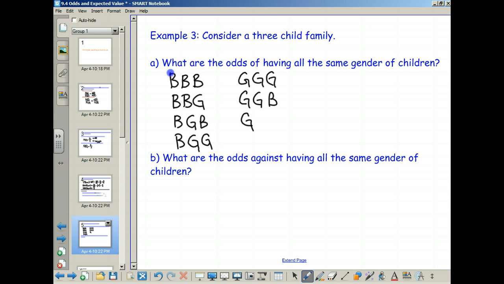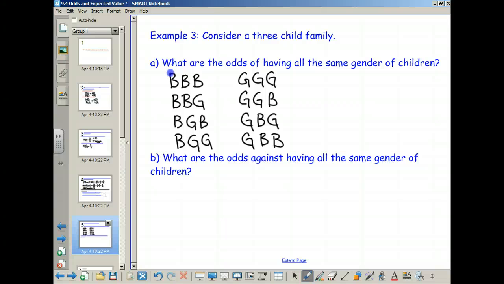Or I could have a girl first, and then what? A boy, and then another girl. Or a girl and a boy and a boy. So there's actually how many options? 8. There are 8 different arrangements I can have if I have 3 children in terms of their gender. Of course, none of this works if you have twins. We're just talking about it more sequentially like that. All right, what are the odds of having all of the same gender of children?